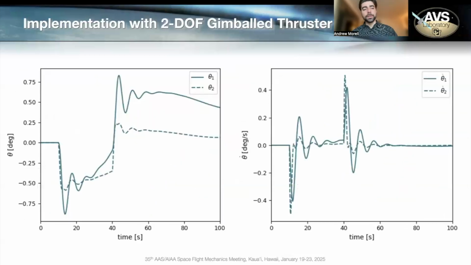We've also been working this out for higher degree of freedom intermediate bodies, in this case a 2 degree of freedom gimbaled arm, now with the thruster on the second segment. And again, we're seeing our expected flexing behavior here in the deflection and deflection rates of our robotic arm.